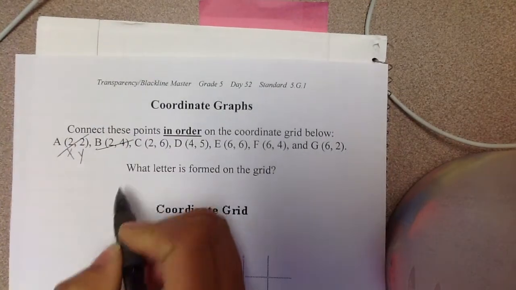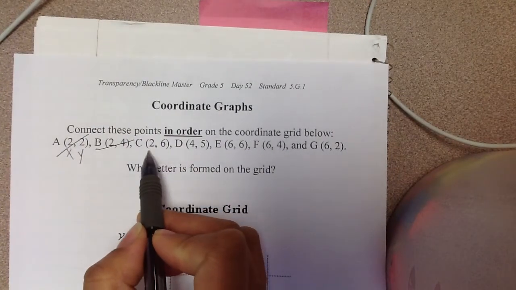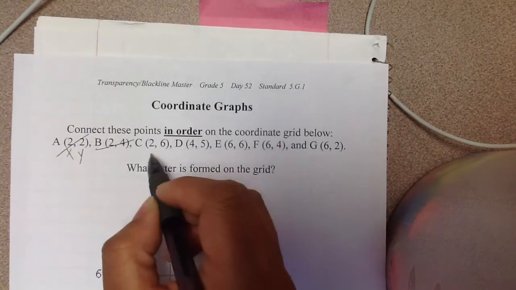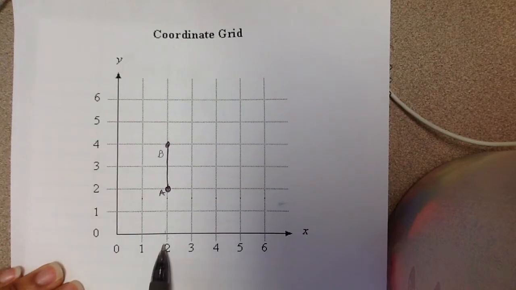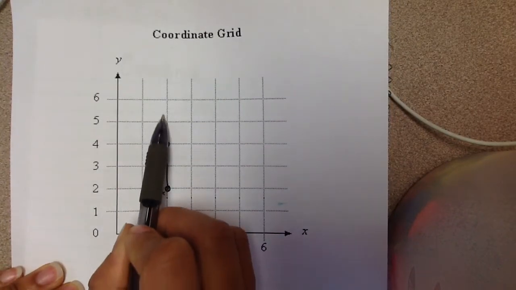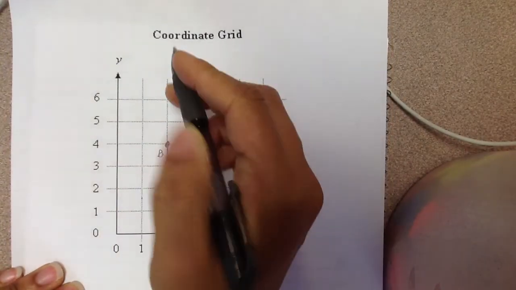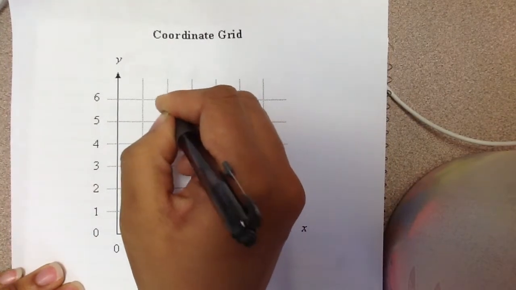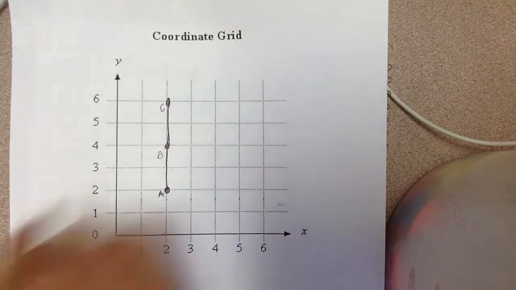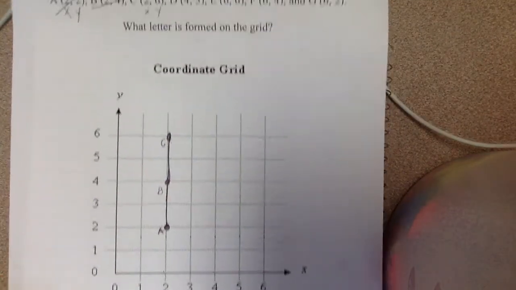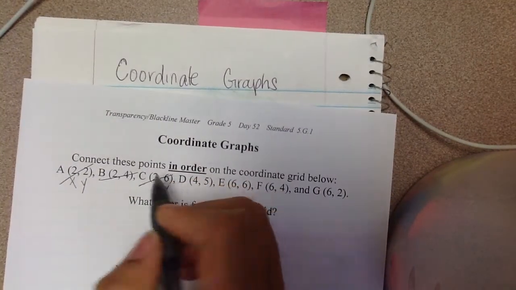All right. Point C says 2, 6. So this is my x coordinate. This is my y coordinate. I'm going to go over 2, up 6. So on my graph, I'm going to go over 2, all the way up to 6. Make a point. Call that C, and connect my line from B to C, because that was my next point that I made. I'm going to cross that out.